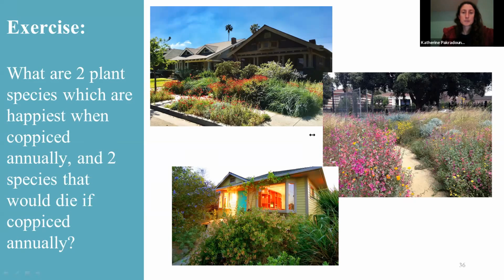Coyote brush and wisdom. Buckwheat would benefit. Again, it depends on the buckwheat. Eriogonum fasciculatum tends to regrow, but if you coppiced the St. Catherine's lace buckwheat, the Eriogonum giganteum, just cut it down to the ground, it's probably going to be just a goner.